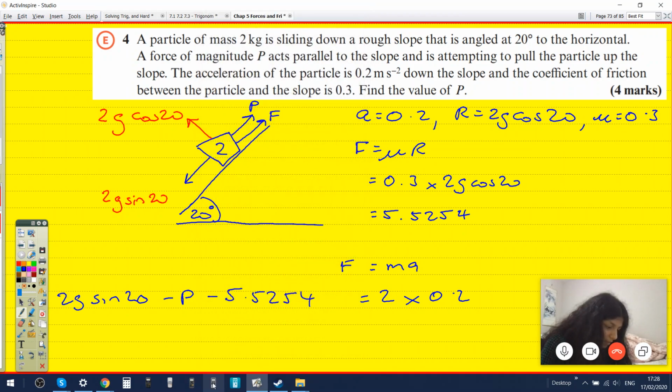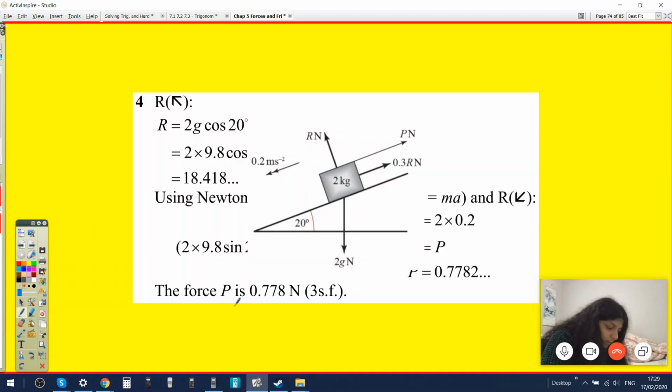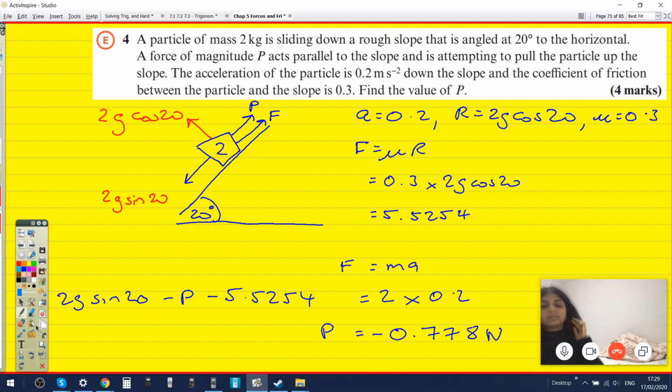Oh, but then P came out as negative. What's P? Wait, if the force comes out as negative, can you just ignore the negative sign because of the direction? Or do you have to put the force as negative, like negative 0.778? You could say 0.778 up the slope, something like that. You usually take going down as negative and going up as positive. I think I resolved the wrong way. Well, there you go. The force P is 0.778 newtons. So you could say you just ignore the negative, it's going up the slope.